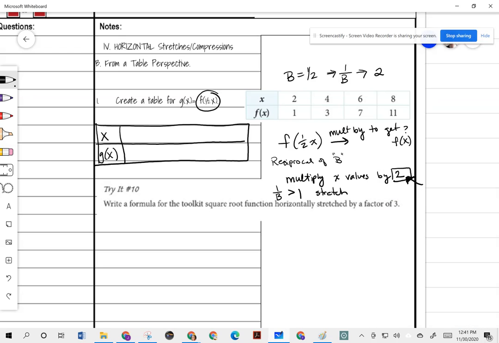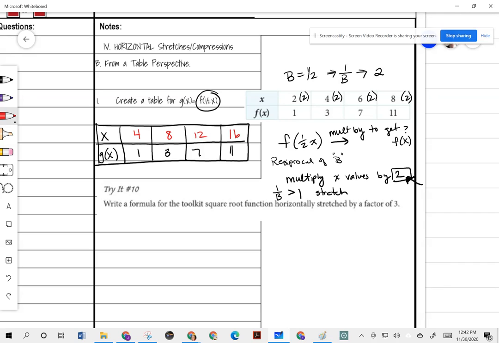Okay, so let's take a look at what that means. That means I'm going to have all my y values stay the same, but all of my x values are being multiplied by 2. So that means my new x values are going to be 4, 8, 12, and 16.